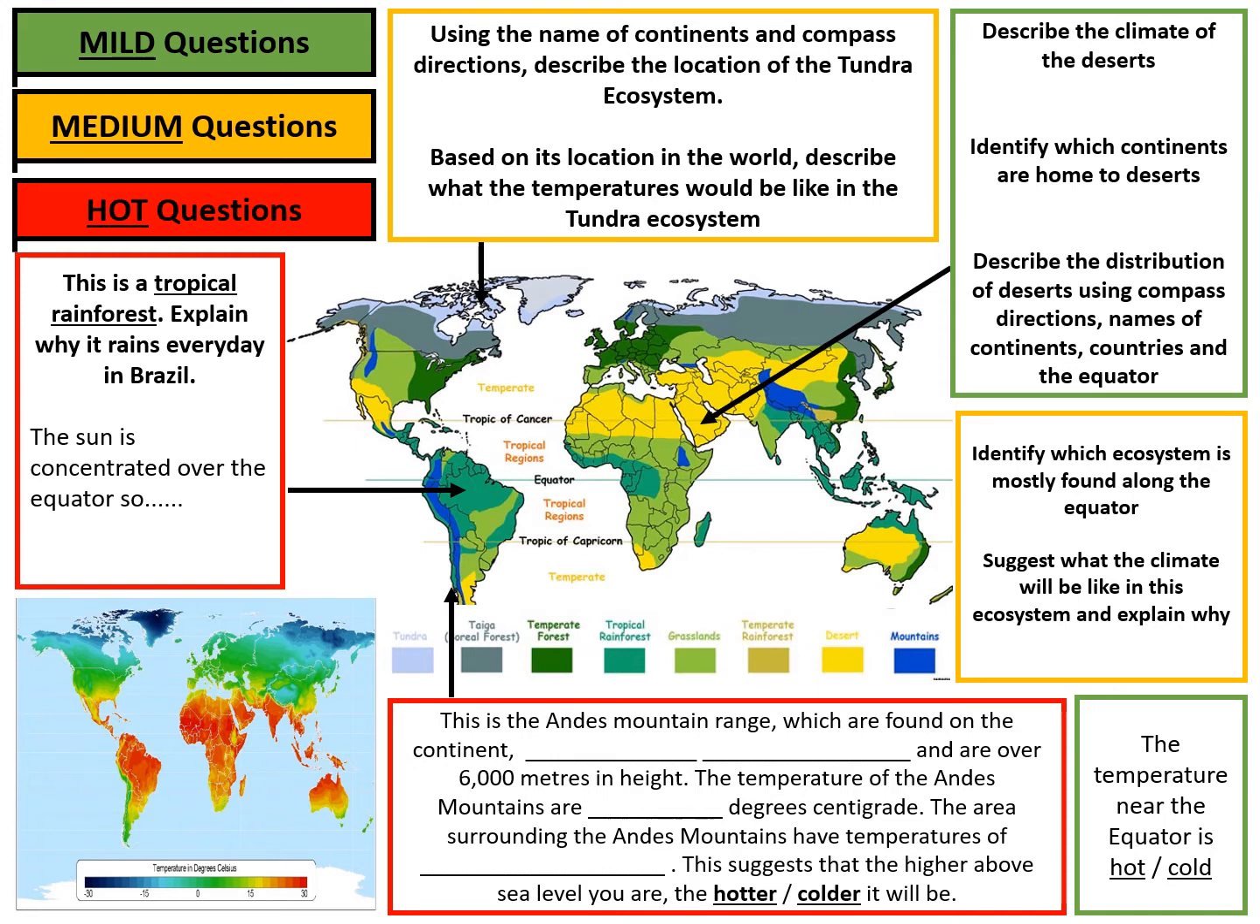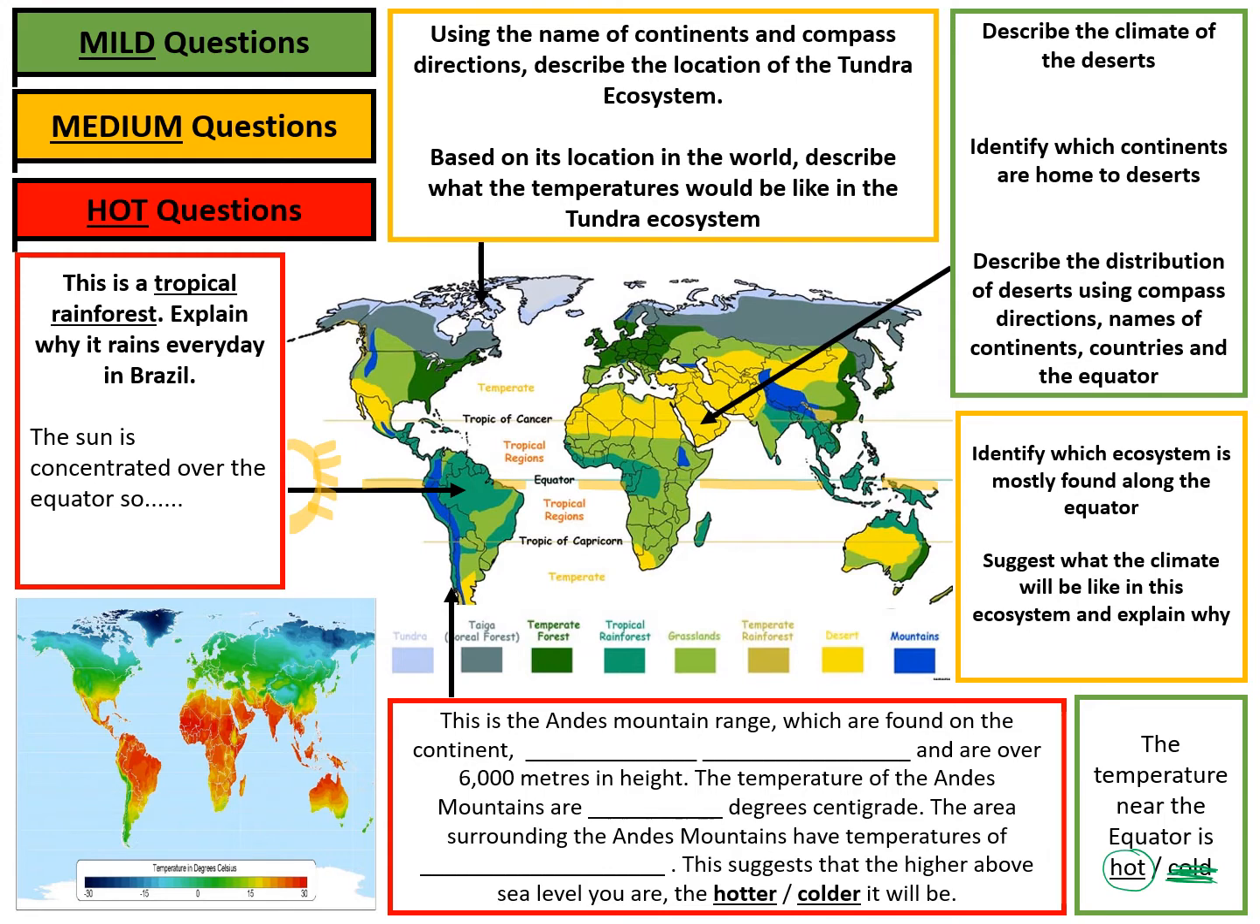So the temperatures near the equator are hot, and that is because the sun's rays are more concentrated here. So if I drew the sun onto my image, that suggests then that the equator is going to be the hottest place on Earth.